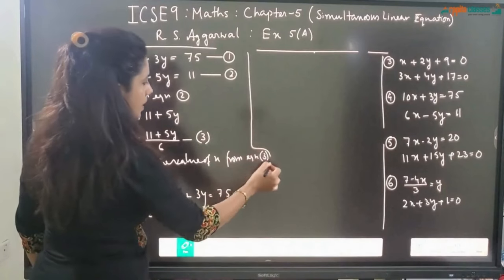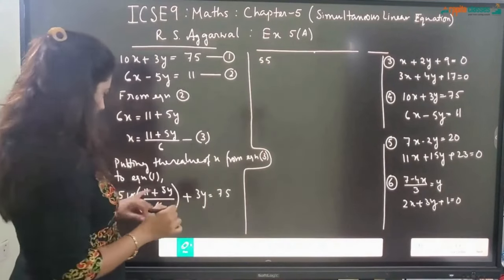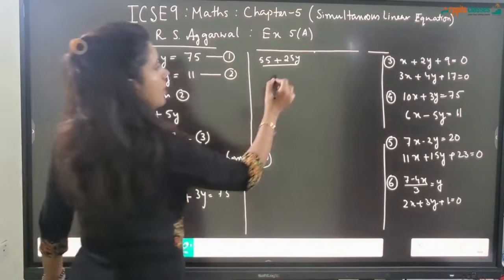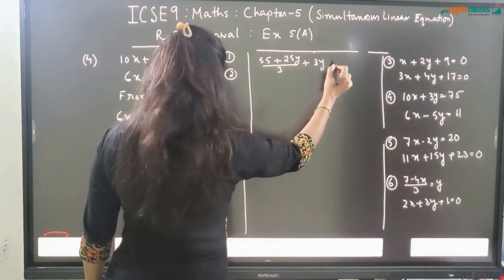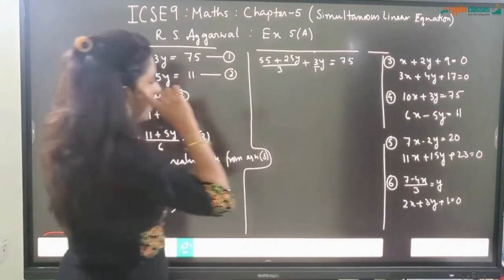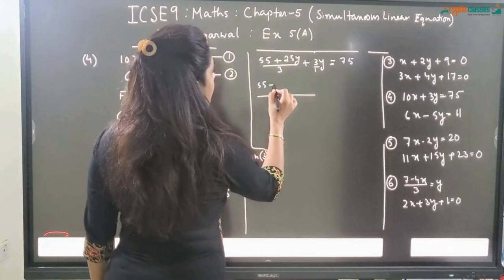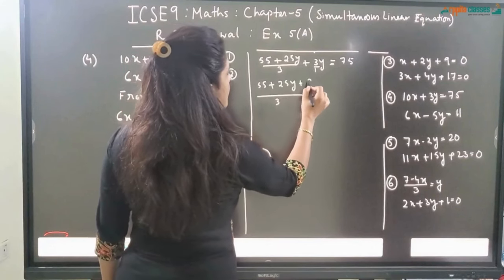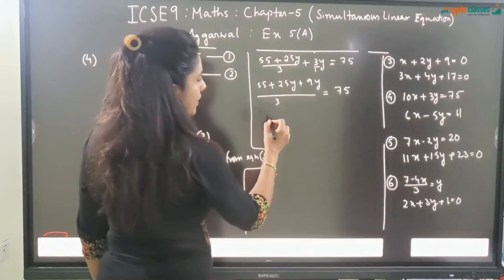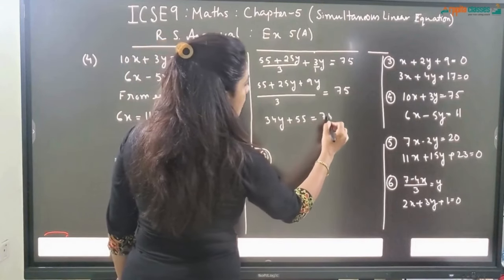So now let us do this. 5 into 11, that is 55. 5 into 5y, that will give you 25y, divided by 3 is here. 3 plus 3y is equal to 75. Now let us take the LCM. Here nothing is there, means 1. 3 and 1 LCM is 3. So taking the LCM as 3, 55 plus 25y plus 9y is equal to 75. 25 plus 9, we will add them together. So that will give you 34y plus 55 is equal to 75 into 3.